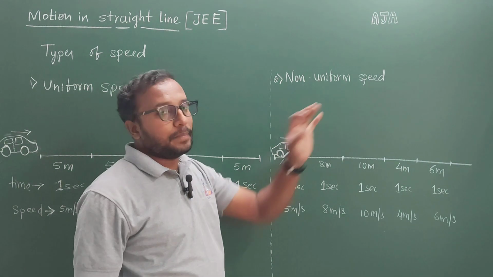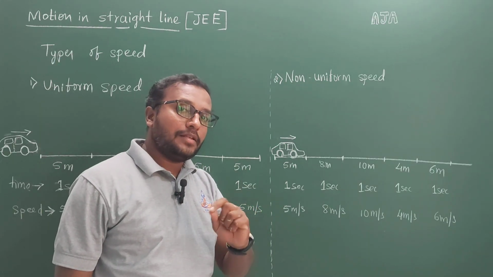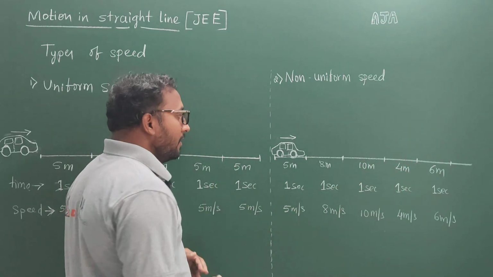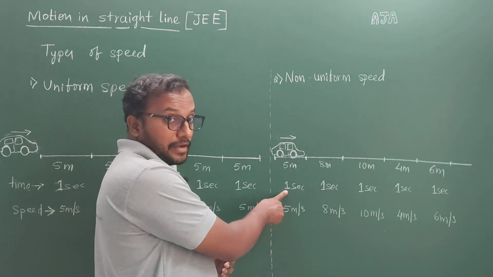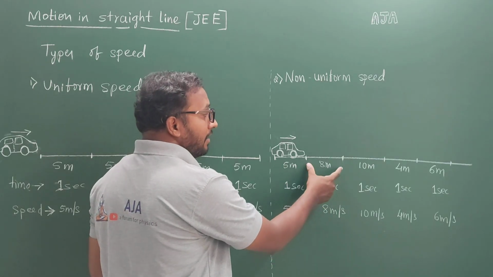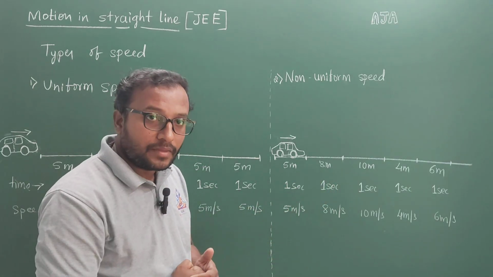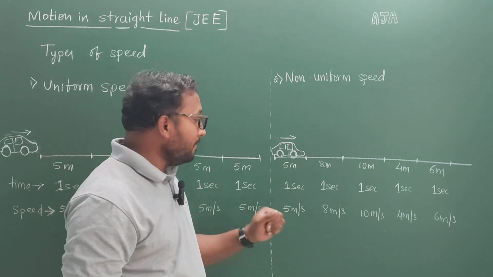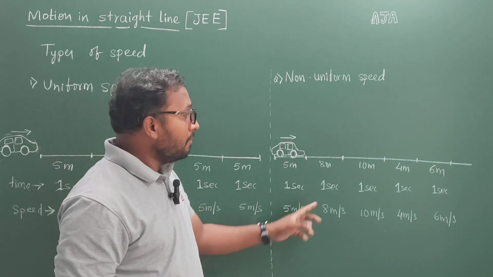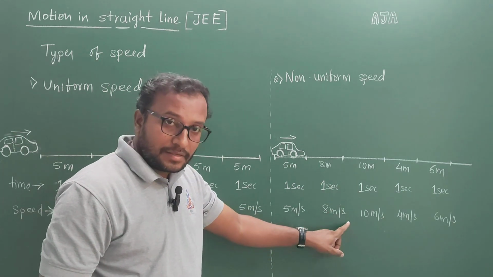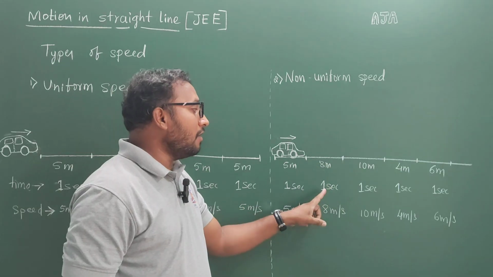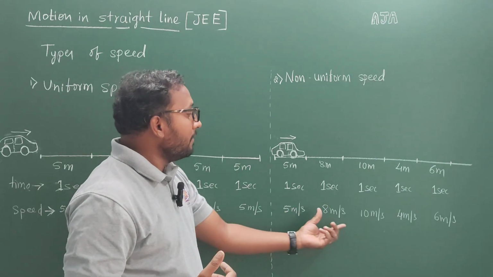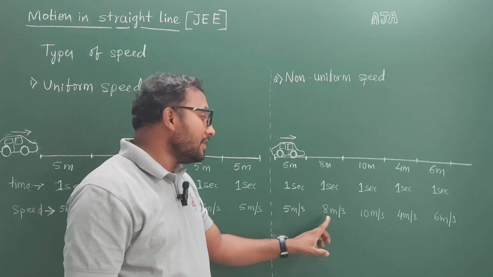Similarly, this is non-uniform speed. Non-uniform speed means the body is traveling at different speeds on the same straight road. For example, the first 5 meters is covered in 1 second, but in the next 1 second the car travels an 8-meter distance. So here the speed changes. In the first second, the speed is 5 meters per second, but over here the speed is 8 meters per second, because an 8-meter distance is covered by taking 1 second of time. Therefore the speed is 8 meters per second. The speed increases.